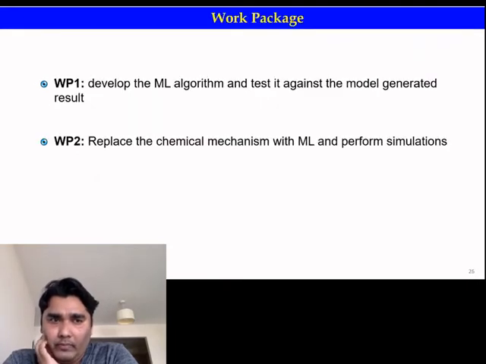There were two key objectives. One was to develop the algorithm, test it and model the result. And the second was to replace the chemical mechanism with the ML method and then perform the simulations.